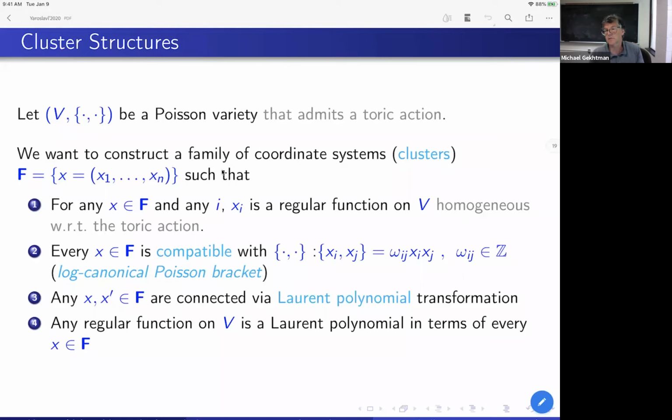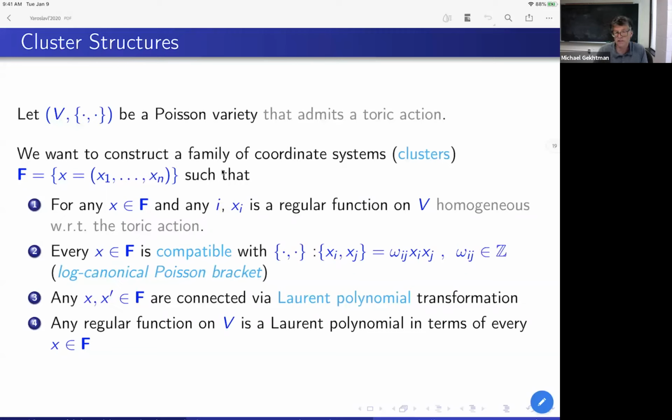In our previous example, what is a toric action? We have matrices, and we can act by diagonal multiplication on the right and on the left. Of course, all the minors are going to be homogeneous with respect to this action. Then we want every such coordinate system to be log canonical. We'll call this coordinate system compatible with the Poisson bracket. Again, this is another bad term, because this is not compatible in the sense of pencils of Poisson brackets. In a moment, it will be compatible with a cluster structure.